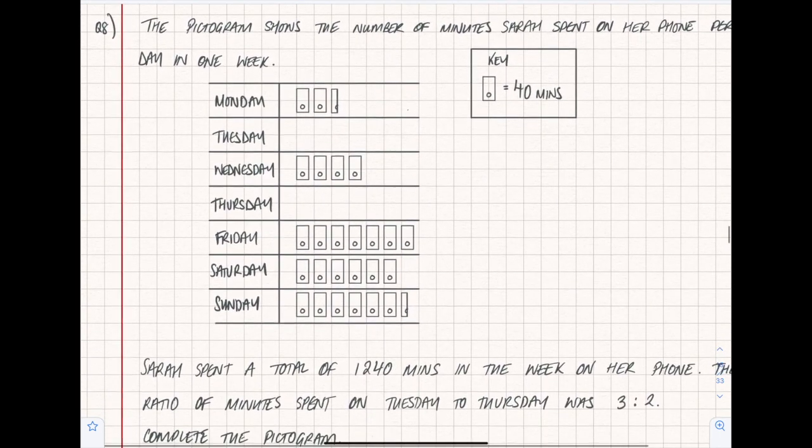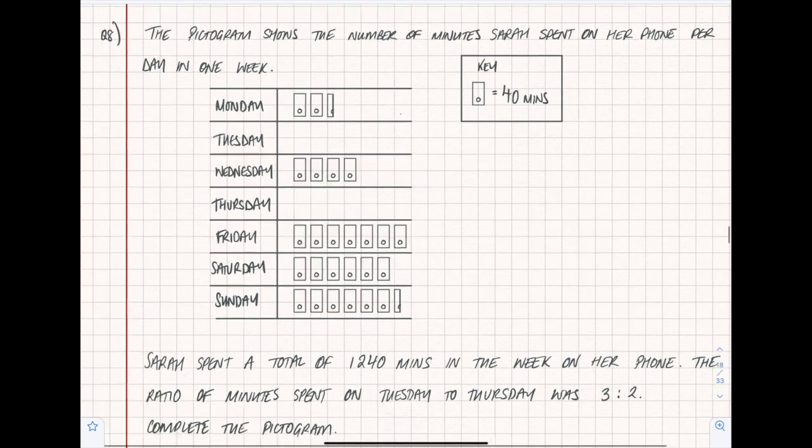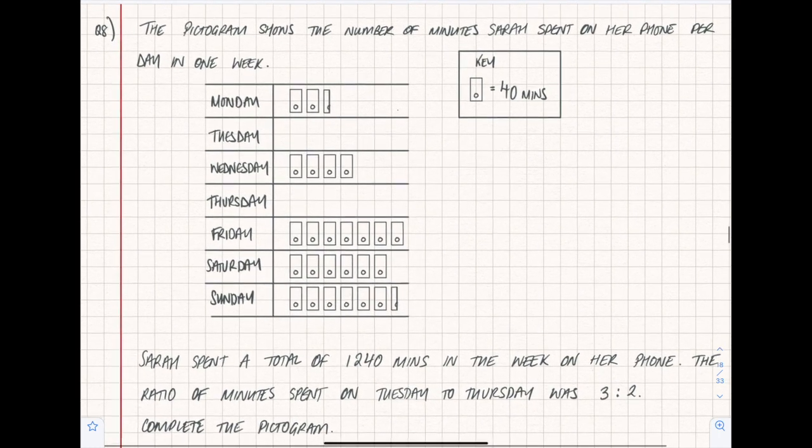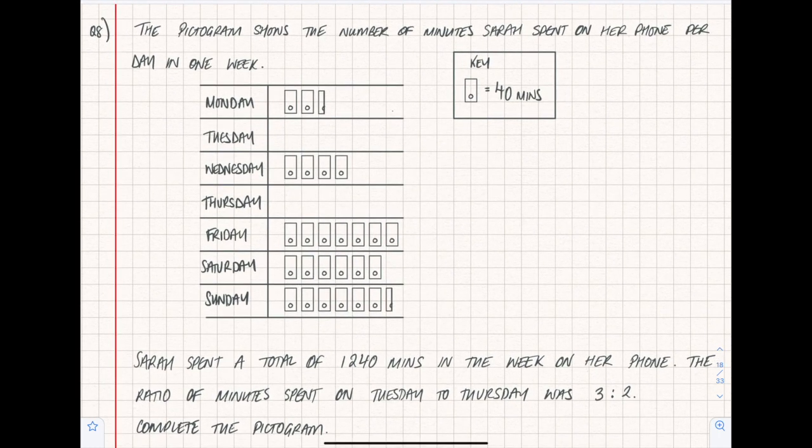Okay, next one we're looking at here is pictograms. So I'm just going to zoom out a bit so you can see. It says the diagram shows the number of minutes Sarah spent on her phone per day in 1 week. So looking at this, we've got to understand what the key means. One of these phones represents 40 minutes. So what I would do straight away, without even reading the rest of the question, is write down how many minutes we've got here. So we've got 40, 40, and this half a phone would therefore be 20. So that's a total of 100 minutes.